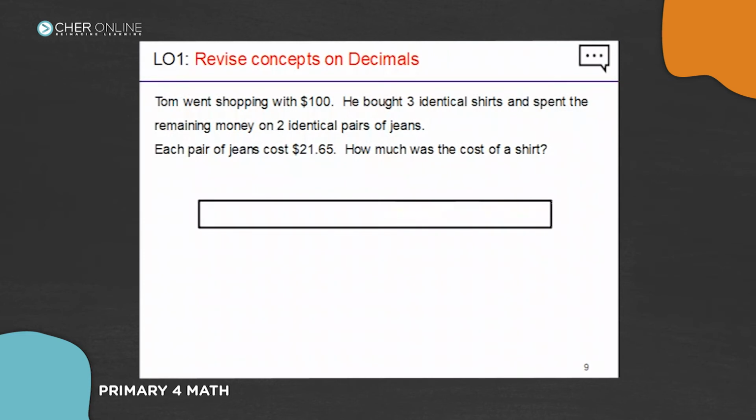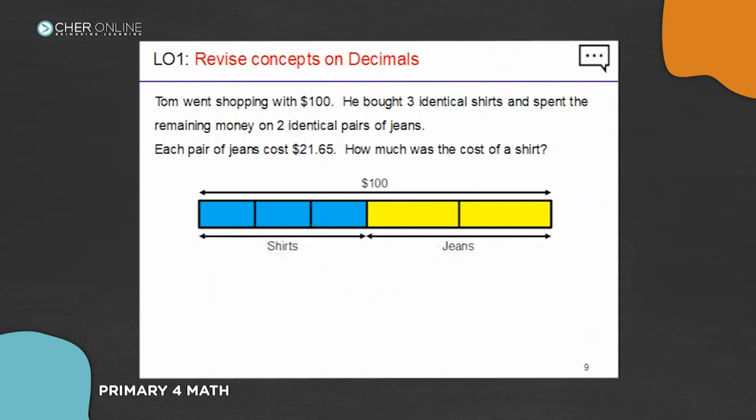He went shopping with $100. Okay, so he bought 3 identical shirts and spent the remaining on 2 identical jeans. So we know that one pair of jeans is $21.65. So we're going to find the cost of 2 jeans, which is $21.65 times 2. So we got $43.30. And we're going to minus, right? Then we'll be able to find 1 shirt.